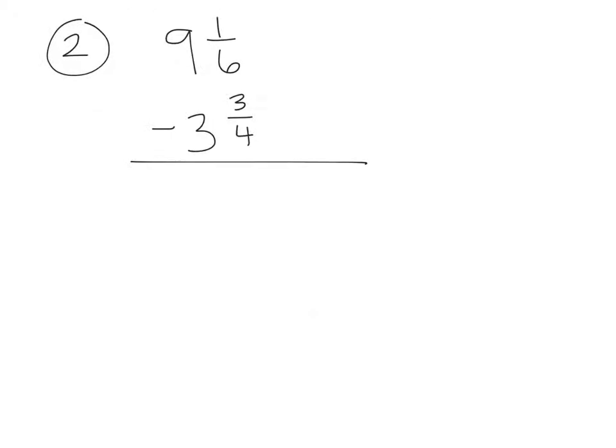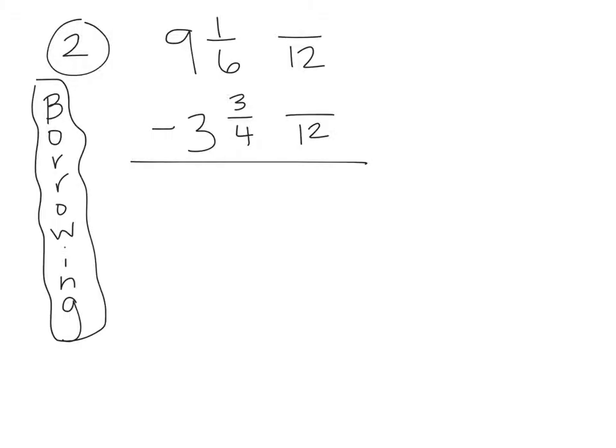Okay, here's problem number 2. 9 1/6 minus 3 3/4. Pause the problem and try to solve. Make sure you're finding common denominators. The common denominator is 12. When you make equivalent fractions, you should end up with 2/12 and 9/12.